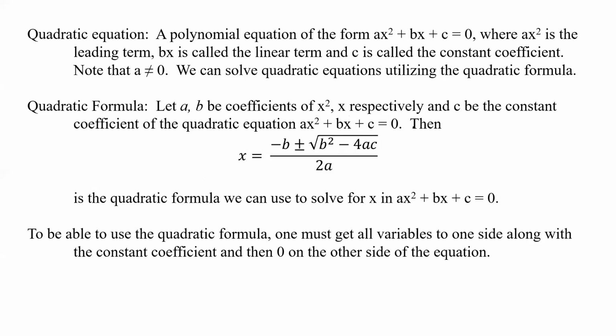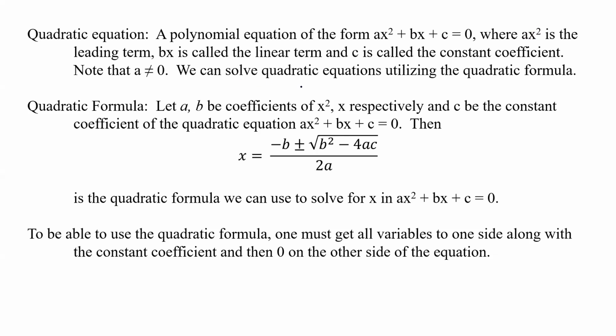So we get everything to one side and have 0 on the right side. And then that way we can solve the equation. And the ax squared is called the leading term. Our bx is called the linear term. And c basically is just the constant coefficient. Now note on this one, a cannot equal 0 because if it does, then it's not going to be a quadratic equation. It's just going to be a linear equation.